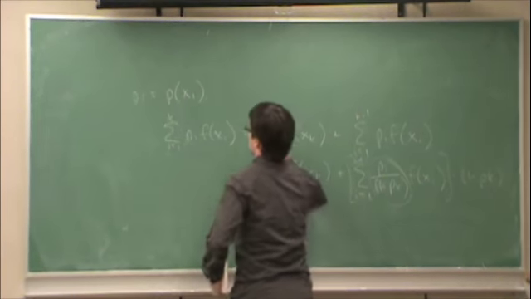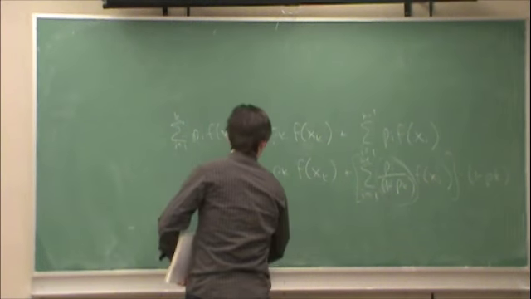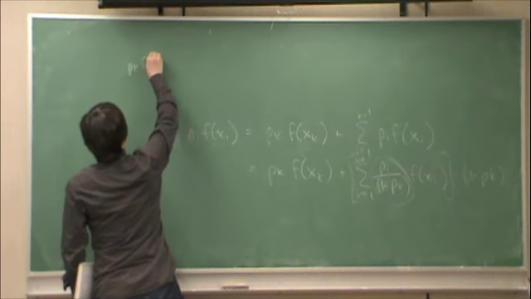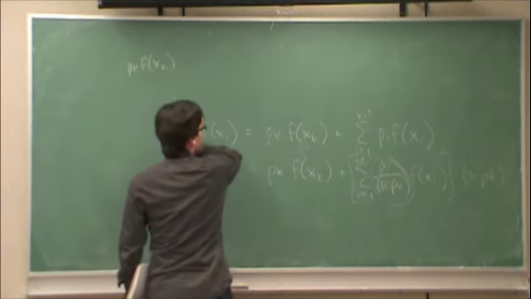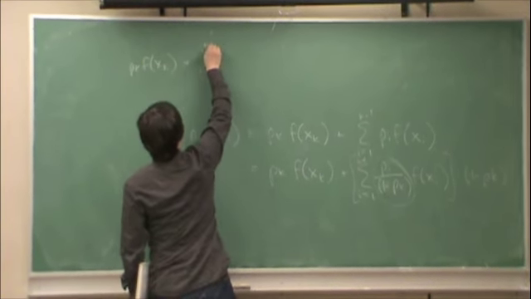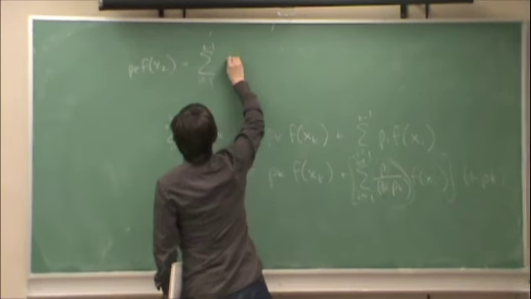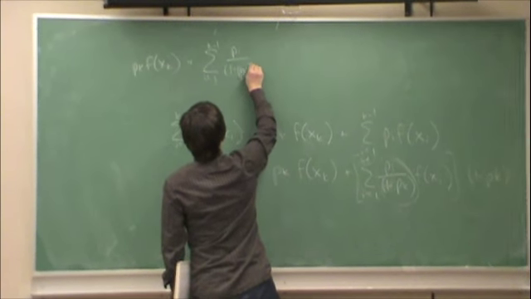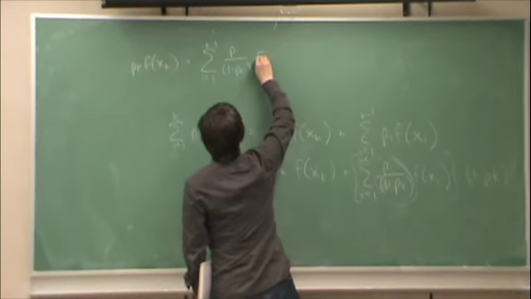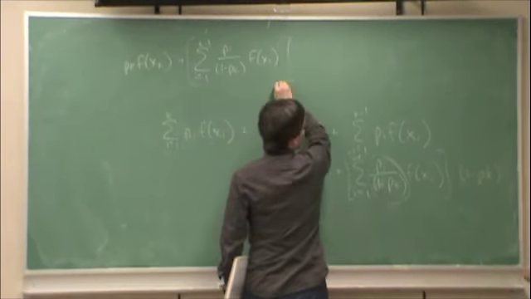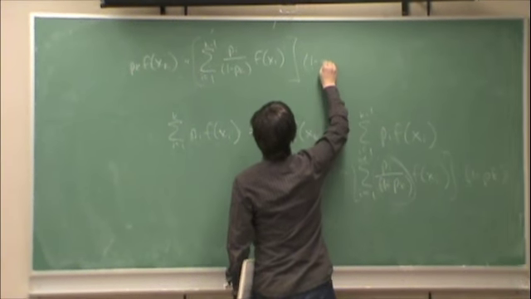So let me rewrite that at the top: pk f(xk) plus the sum from i equals 1 to k minus 1 of pi over 1 minus pk f(xi) times 1 minus pk.